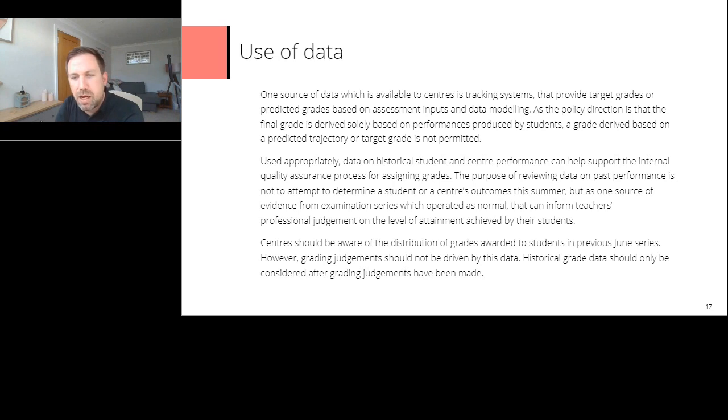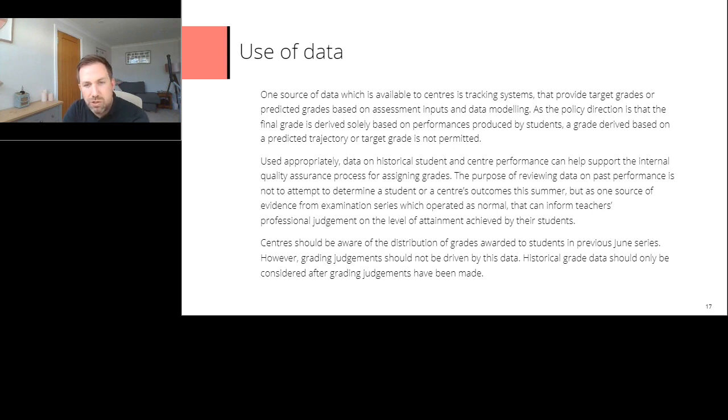One of the things that's been discussed a lot, and we've had lots of questions about, is the use of data this year. There are two really important things to remember about data and the use of data in arriving at grades for your students this year. The first and most important thing to remember is that historical grade performance by your students is a really useful tool to help you understand the grades that you're awarding to your students this year.